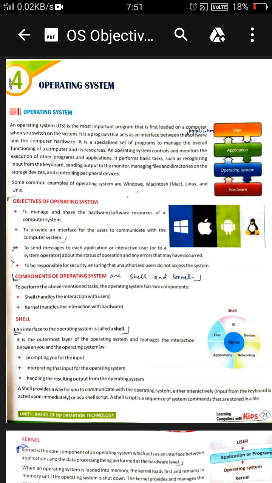Objectives of the operating system. As I told you, the operating system manages the hardware and the software resources, and it provides the interface between the user and the hardware.